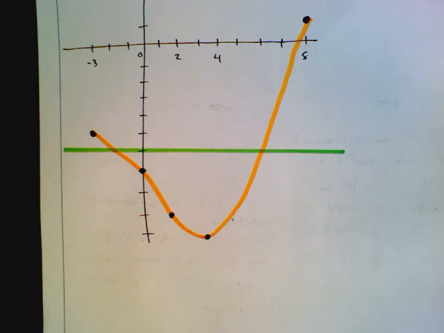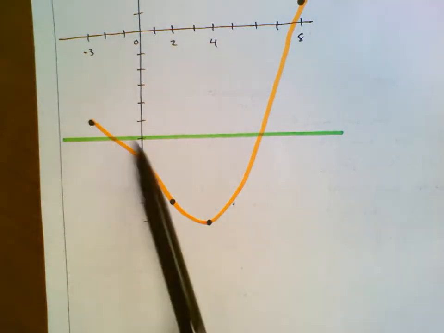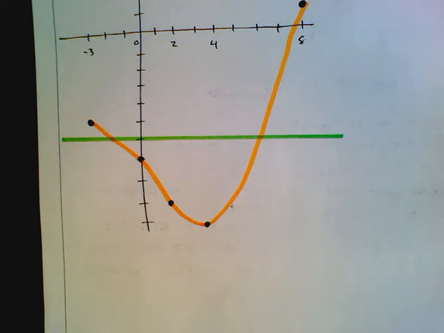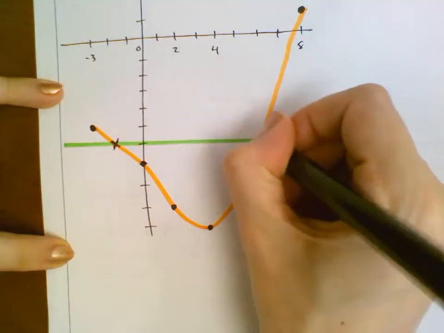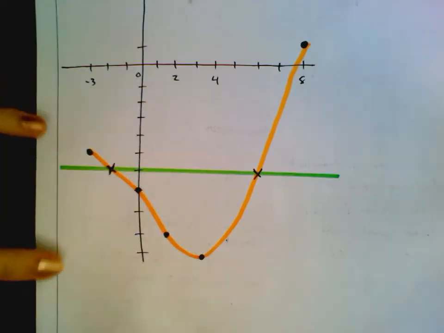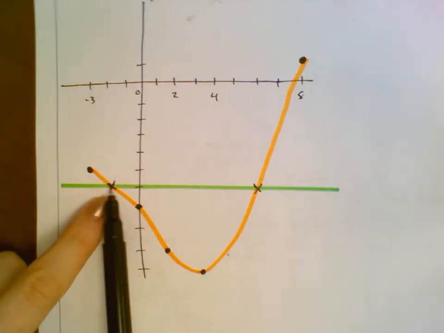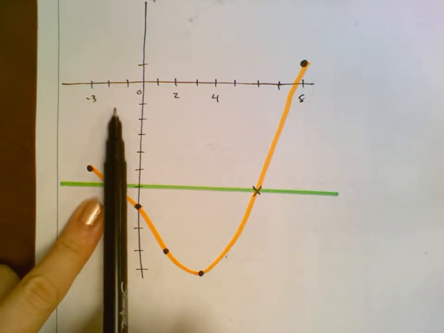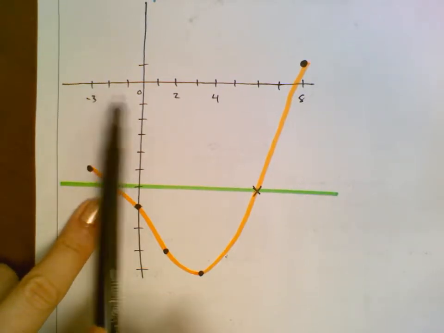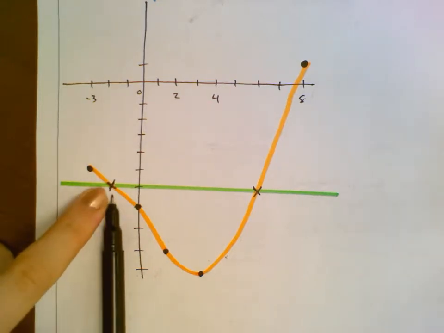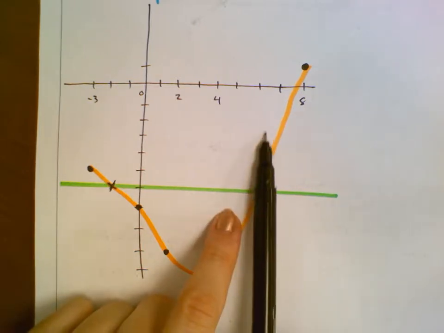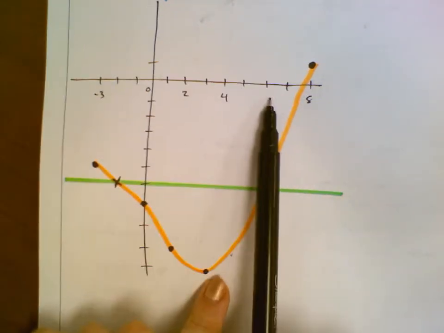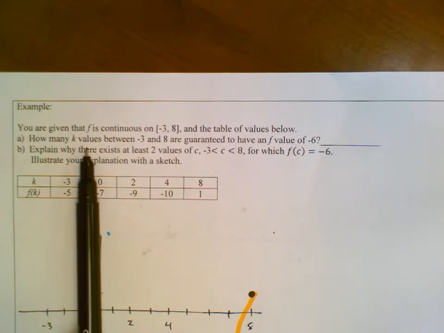And then look, guys, how many points on the orange graph have a y value of -6? 2. Okay, 2 spots, 2 points. All right. So we've got a C value somewhere in here that has an output of -6. And then over here, somewhere around here, we've got another C value that has an output of negative 6.